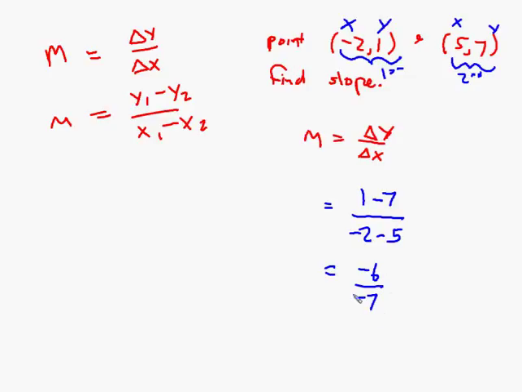Now, I want to go ahead and reduce that. A negative over a negative is simply positive, so the slope is 6/7. That means I'm going to go up 6, right 7.